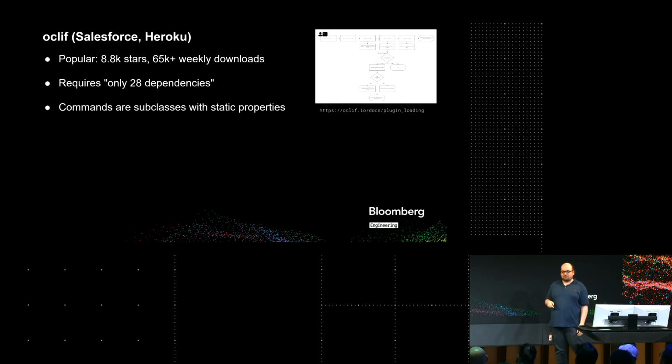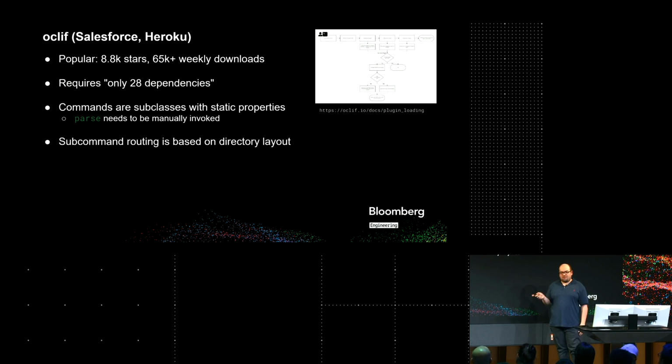The way that you write an application is you have commands that are subclasses, and each of those subclasses has static properties. And that's how you define how the command should behave, what the arguments are, different things like that. In the execution, you need to call parse manually. So you actually need to do the parsing yourself, even though the setting up of the arguments is done with the static properties.